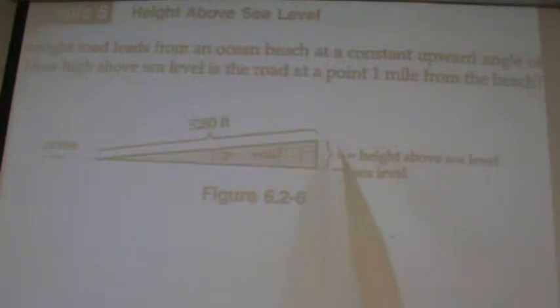Okay, here are the story problems that go with section 6.2. Let's read this first one. It says, a straight road leads from an ocean beach to a constant upward angle of 3 degrees. So here's your 3-degree angle right here. How high above the sea level is the road at a point 1 mile?